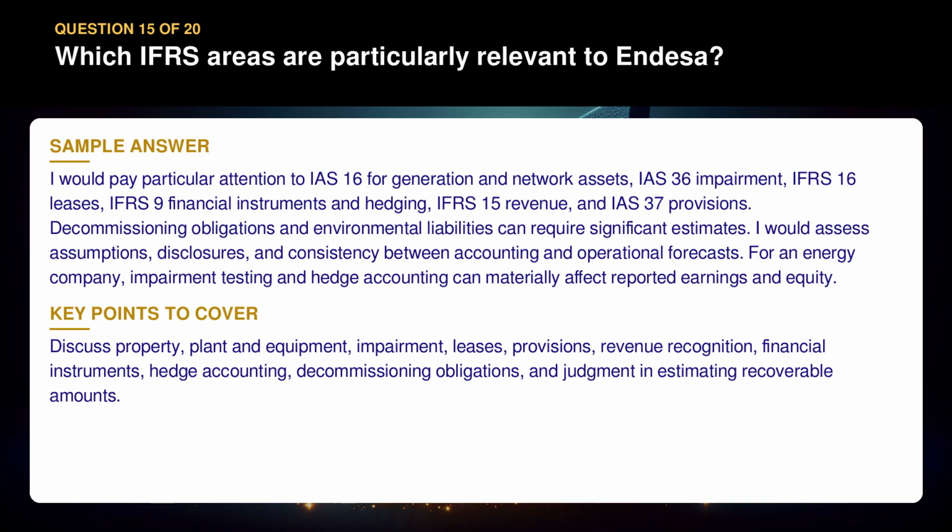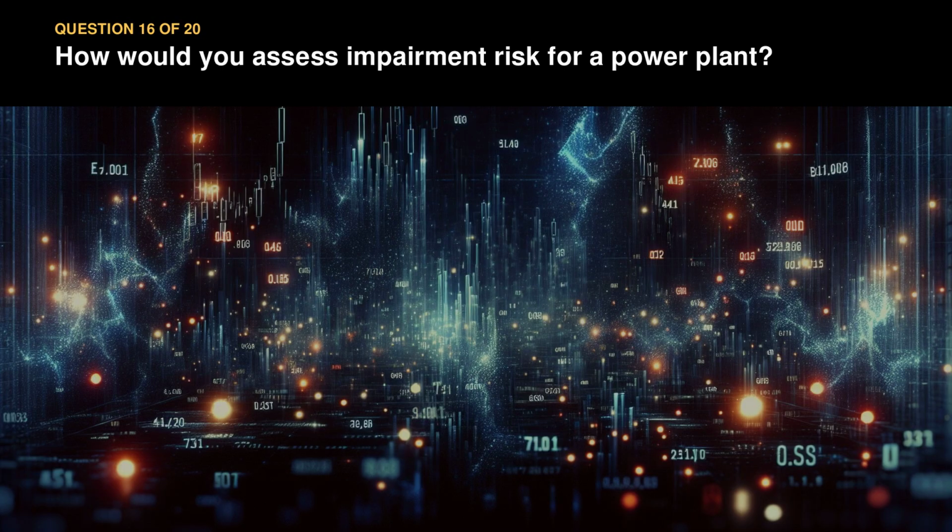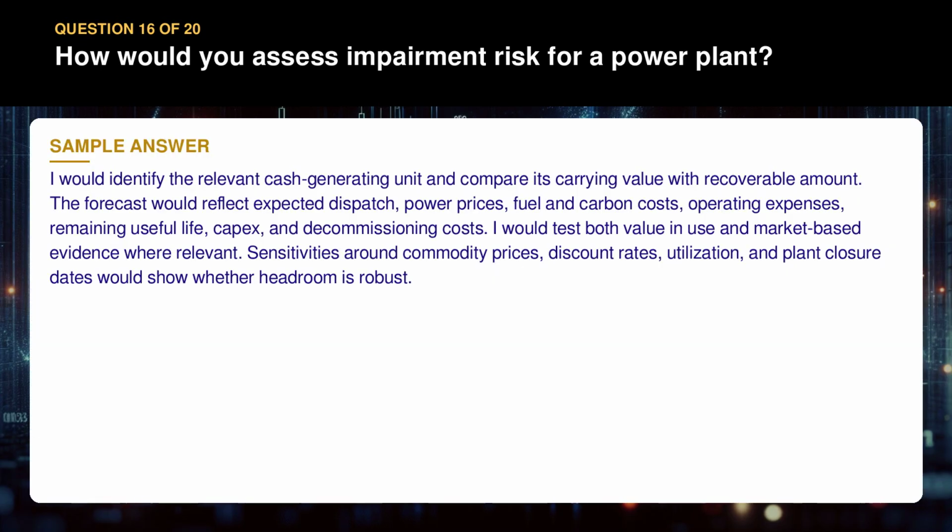recoverable amounts. Question 16. How would you assess impairment risk for a power plant? I would identify the relevant cash-generating unit and compare its carrying value with recoverable amount. The forecast would reflect expected dispatch, power prices, fuel and carbon costs, operating expenses, remaining useful life, capex, and decommissioning costs. I would test both value in use and market-based evidence where relevant.